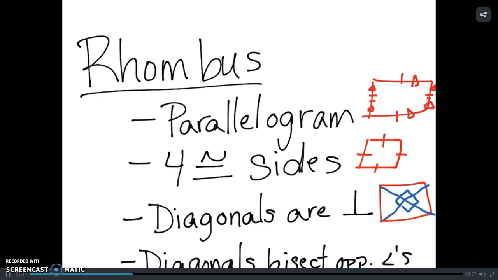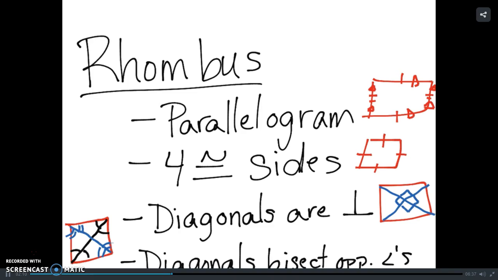And then the last thing is that the diagonals have to bisect opposite angles. I'm going to draw that one over here on the left just because I'm running out of room. So when we have our rhombus, the diagonals are going to bisect opposite angles. That means it's going to cut this angle exactly in half, and this angle exactly in half. And the same thing is going to be true of the other diagonal. So this diagonal would cut this angle in half and this angle in half.